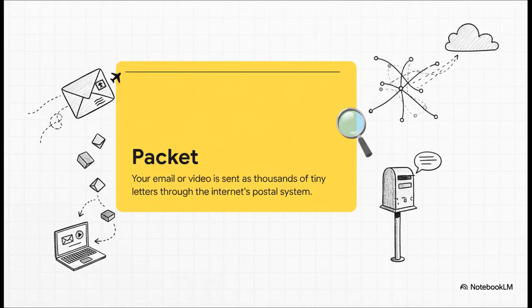All right, first things first, let's cover the absolute basic building block of the internet, the packet. What is it? Well, when you send an email or watch a video, that huge file isn't sent as one giant chunk. Instead, it gets chopped up into thousands of tiny little pieces. Each one of those pieces is called a packet. The best way to think about it is that the internet is a giant postal service, and your data is being sent as a whole bunch of tiny little letters.